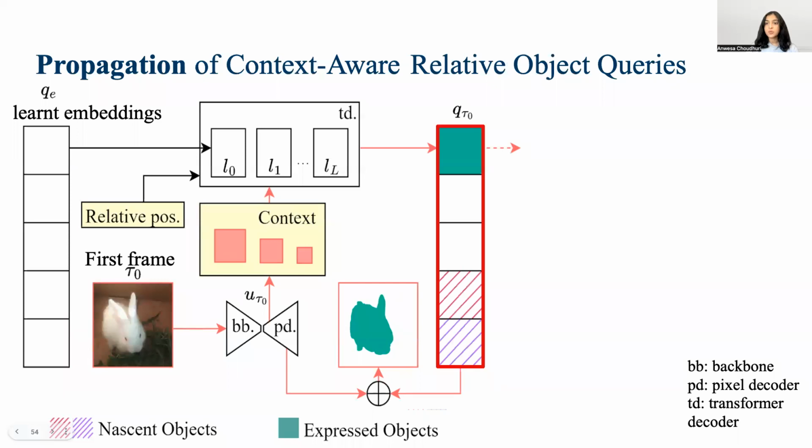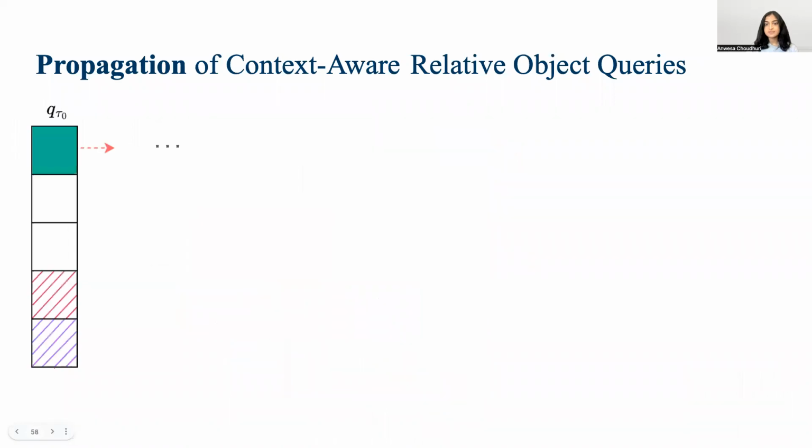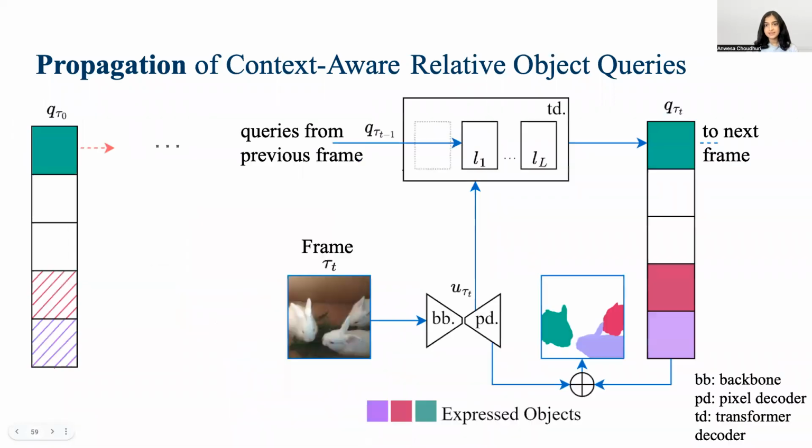The object queries in the proposed approach represent all objects of interest in a video without the need to introduce new object queries every frame. Queries are activated if the objects they represent appear in a frame. In each frame, the objects are either expressed or nascent. The meaningful queries obtained in the first frame are propagated to the next frame. This happens iteratively. For video frame tau t, object queries q tau t-1 from the previous frames are propagated to the current frame and modulated.